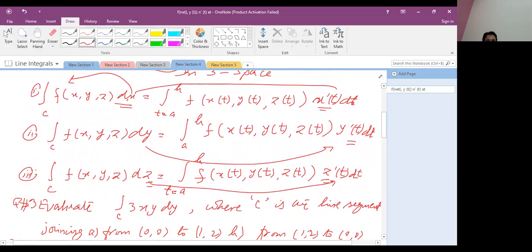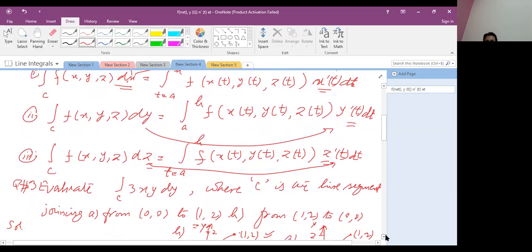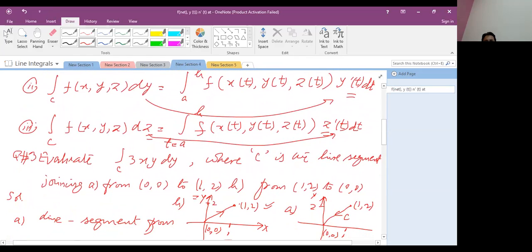In this application, evaluate the line integral over C of 3xy dy, where C is the line segment joining from (0, 0) to (1, 2). Now from figure A, the direction of the vector is from (0, 0) to (1, 2). In the second part, the direction is from (1, 2) to (0, 0).